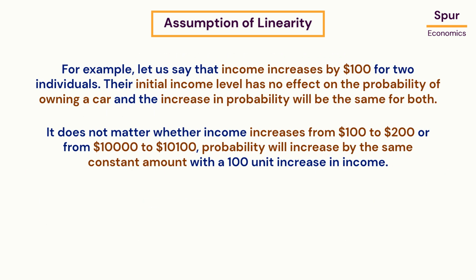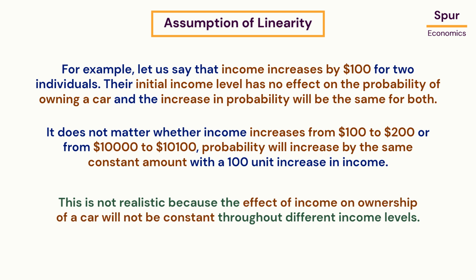For example, let us say that income increases by $100 for two individuals. Their initial income level has no effect on the probability of owning a car, and the increase in probability will be the same for both. It does not matter whether income increases from $100 to $200 or from $10,000 to $10,100, probability will increase by the same constant amount with a 100-unit increase in income.